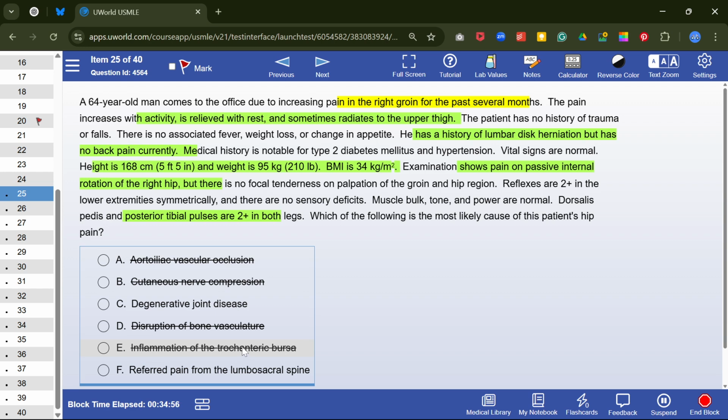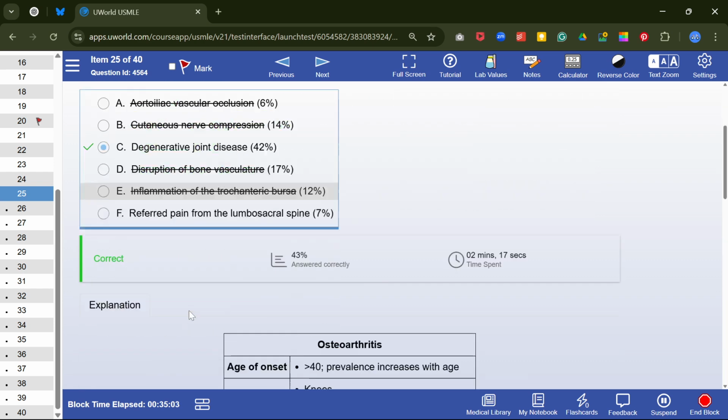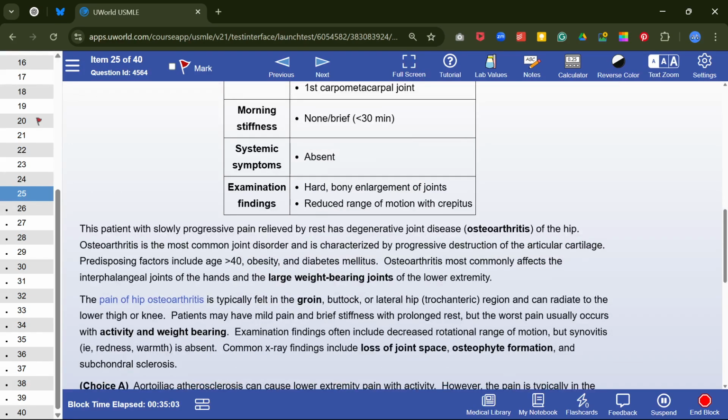Is it degenerative disease, osteoarthritis? This patient with slowly progressive pain relieved by rest has degenerative joint disease, osteoarthritis of the hip. Osteoarthritis is a common joint disorder characterized by progressive destruction of the articular cartilage. Predisposing factors include age more than 40, obesity, and diabetes mellitus.